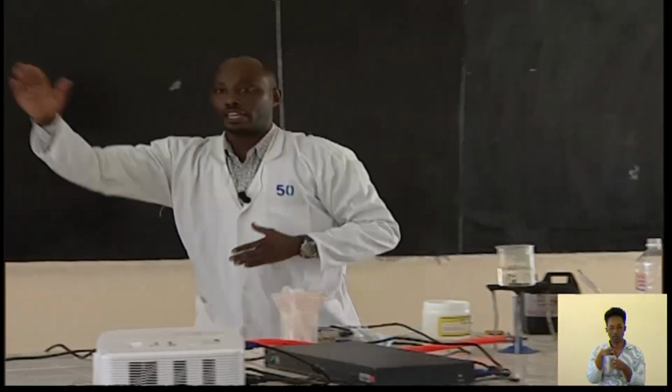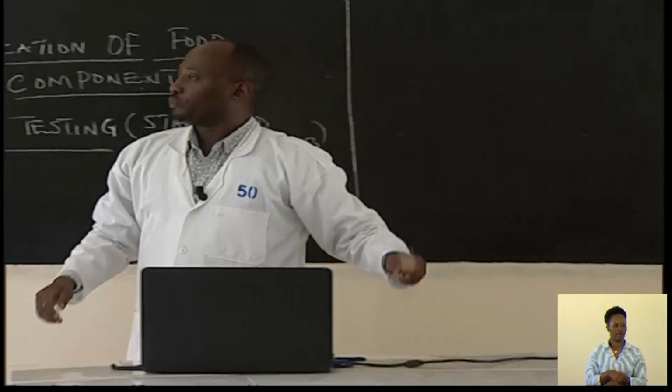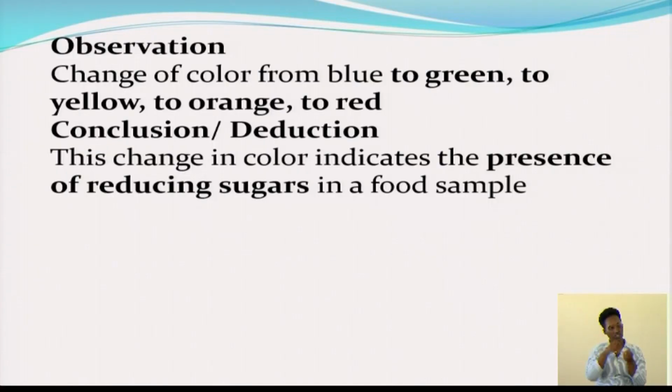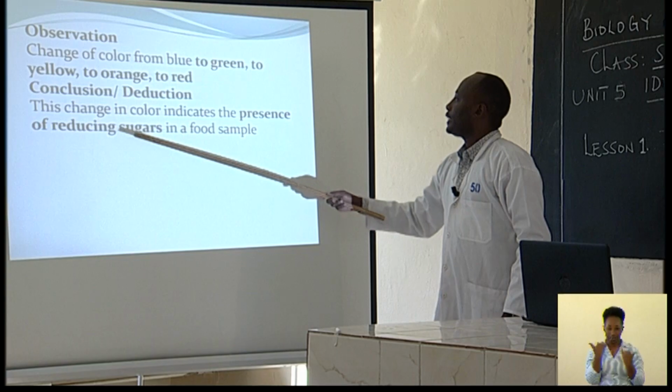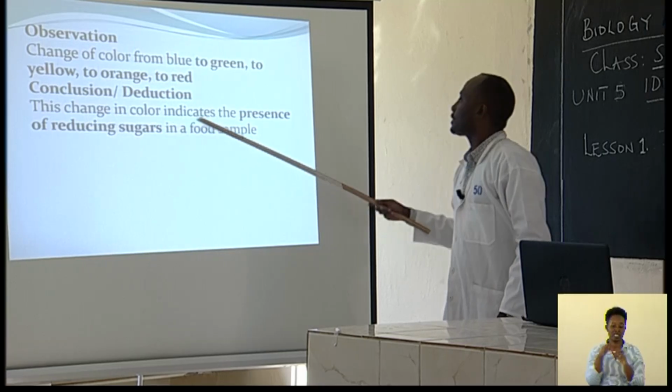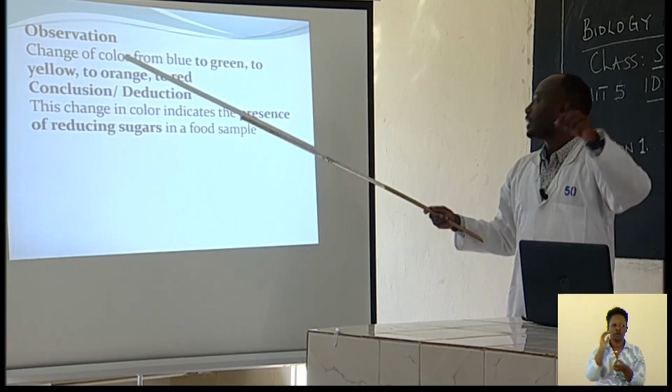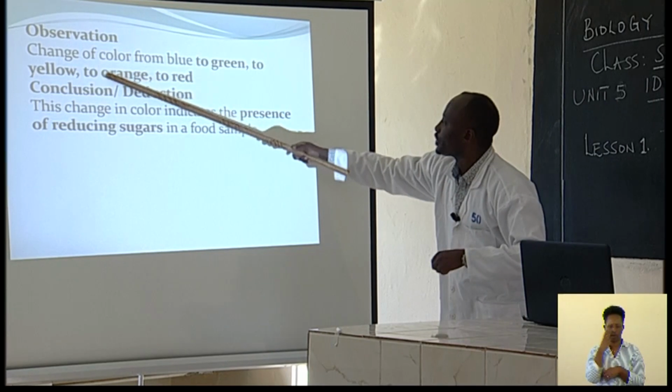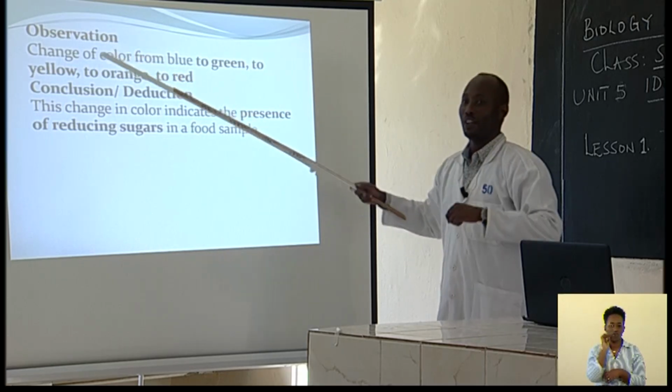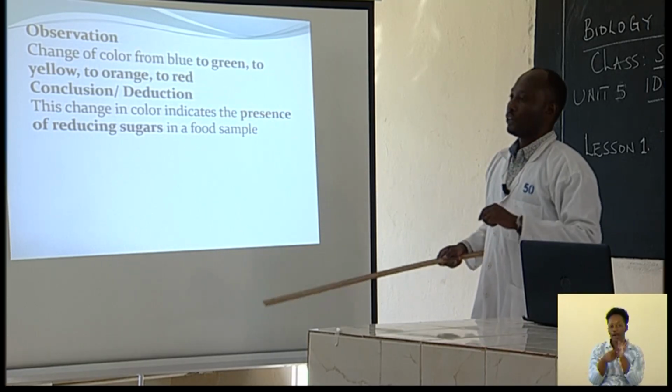Quickly, let's go to our lesson. The change of color from blue to green, to yellow, to orange. I told you the change of color depends on the concentration of the glucose present. We are going to make a conclusion and a deduction. This change in color indicates the presence of reducing sugars. We have seen the orange color, students, which indicates the presence of reducing sugars.